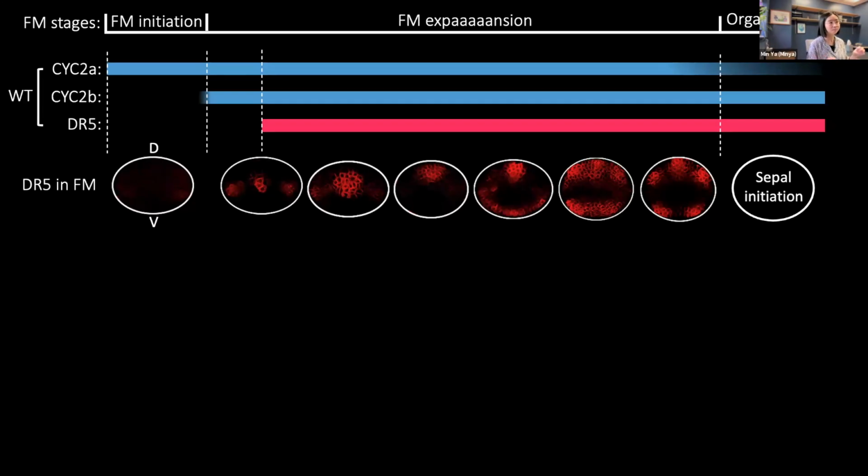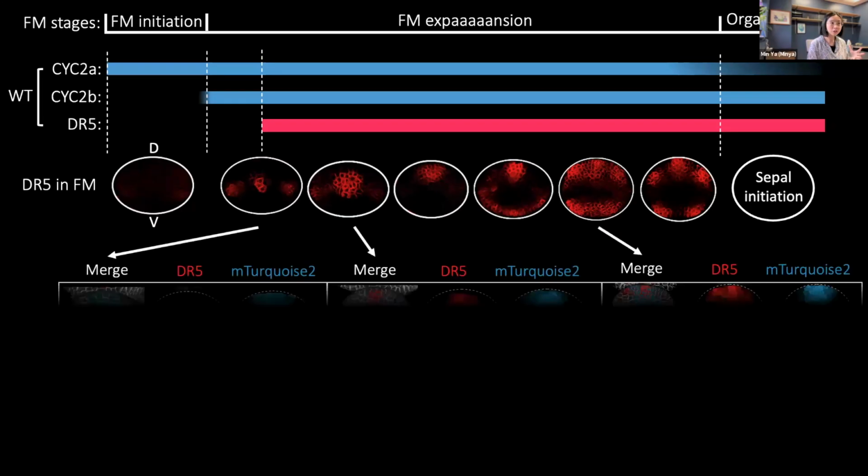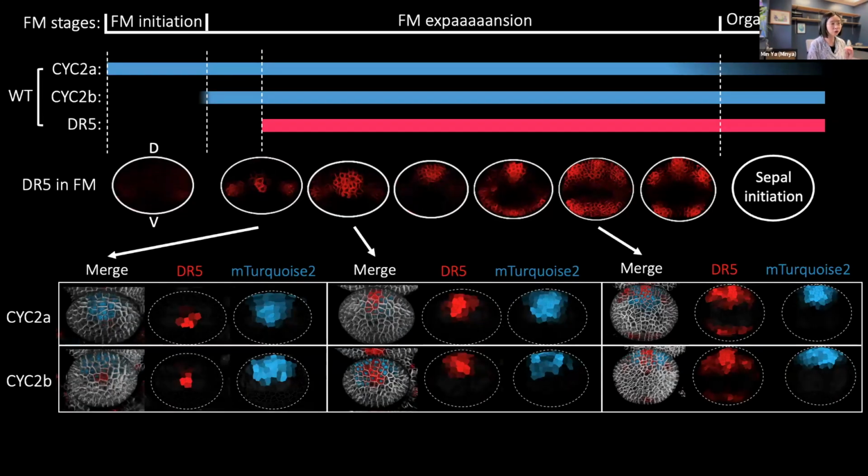During these stages, I know there's a lot of information to look at, but I want you to pay attention to 3 things. Firstly, during this entire stage, the floral meristem stayed round and chubby, right? There's no organ initiation. Secondly, both of the cycloidea genes maintained their dorsal expression domain very consistently, right?